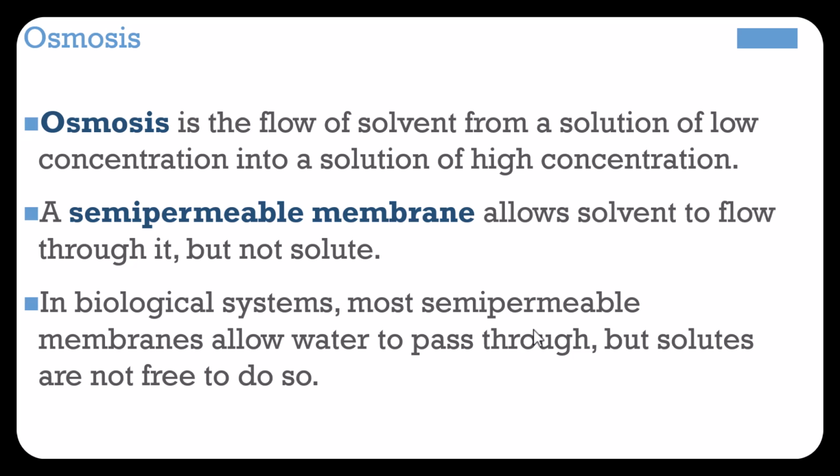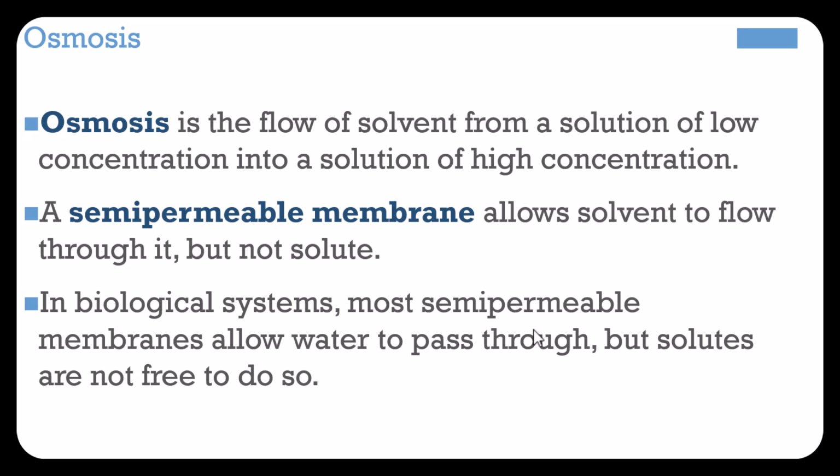What allows the solvent to move but not the solute? Something called a semi-permeable membrane. The semi-permeable membrane will allow the solvent to flow, but it holds the solutes in place. The most popular semi-permeable membrane in biologic systems is the cell wall, right? So we can have water flowing into and out of the cell, but all of the contents of the cell stay in the cell, and all the contents on the outside of the cell stay on the outside of the cell. And if we need to exchange contents, there's a much more complex system for that.